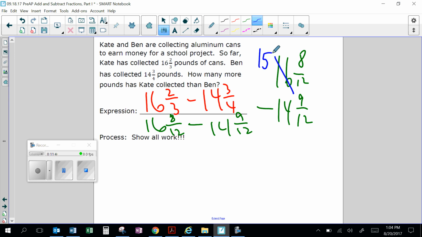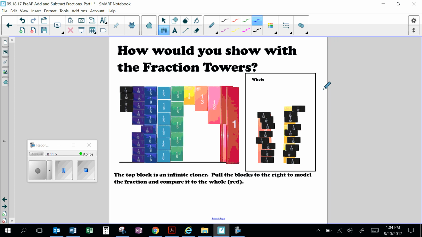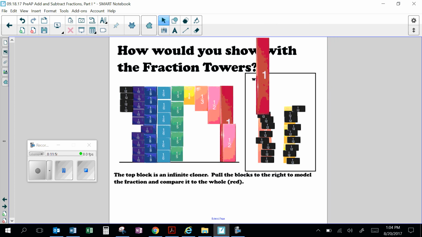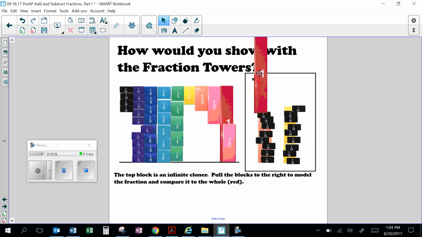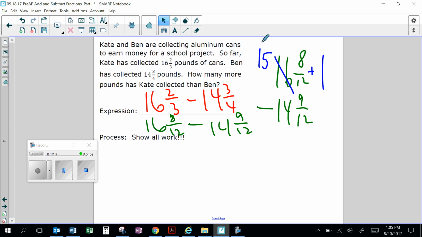16 becomes a 15. What did I take away? So 16 whole becomes 15. What did I take away to become 15? I took away 1 whole. Can I rename that 1 whole? What can I rename that 1 whole so it has the same denominator? I can rename it as twelfths. 1/12, 2/12, 3/12, 4/12, 5/12, 6/12, 7/12, 8/12, 9/12, 10/12, 11/12, and 12/12. So I renamed this 1 whole as twelfths.